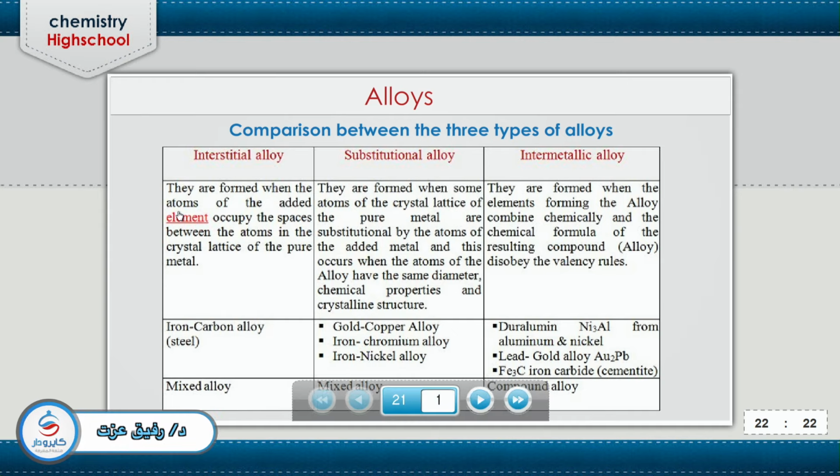Now we are finishing the study of iron and the alloys, and the last lesson of the transition elements. We will study the physical properties of iron and its reactions. And goodbye now. Thank you.